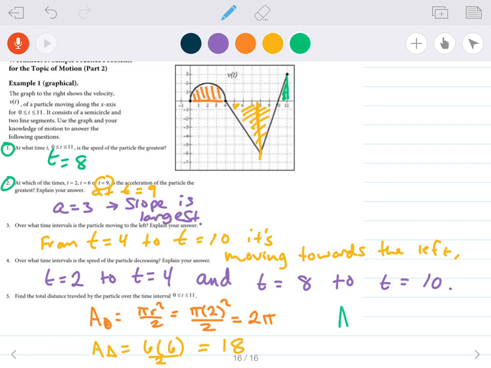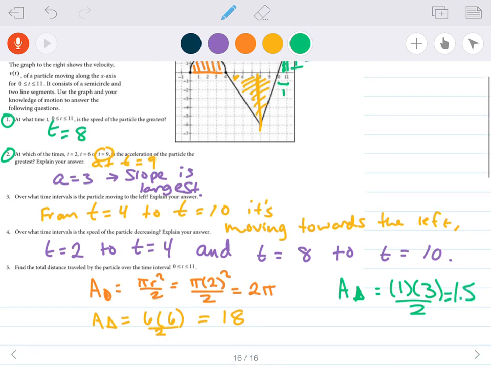And finally, the skinny triangle, we have our base is 1 from 10 to 11. Our height is going to be 3. So we have base times height over 2. So that's about 1.5, right?